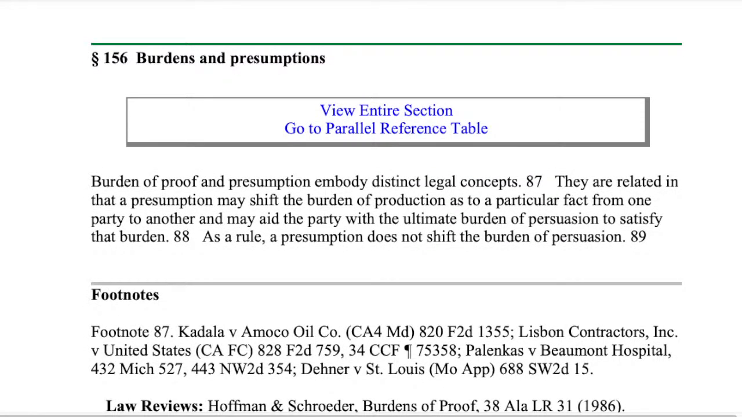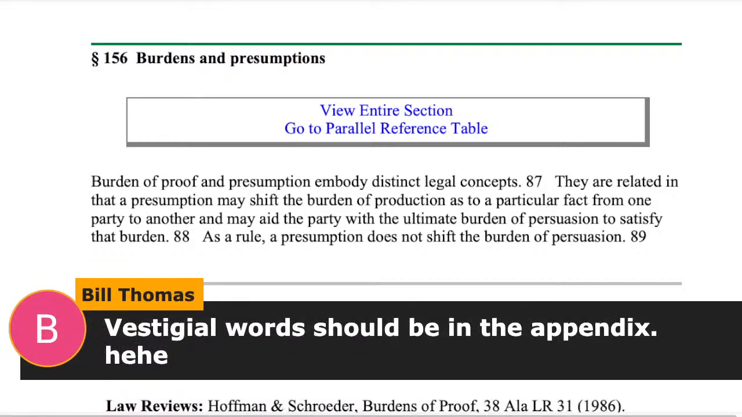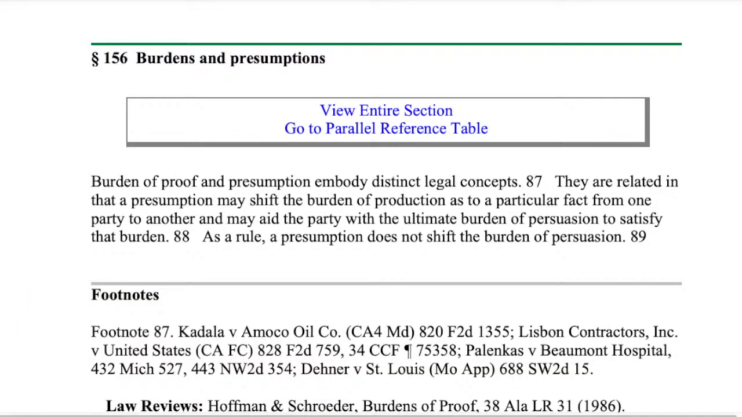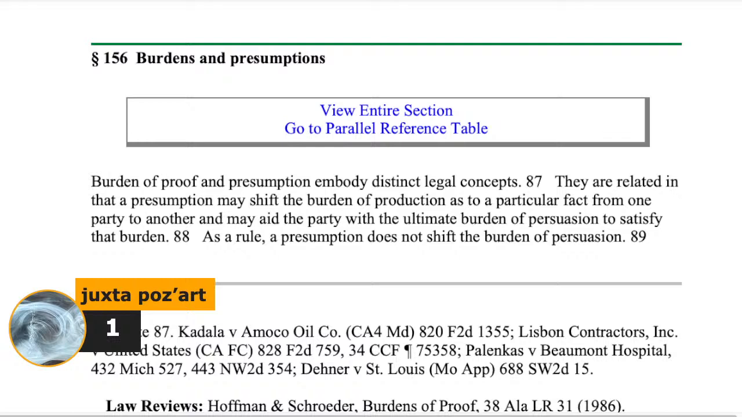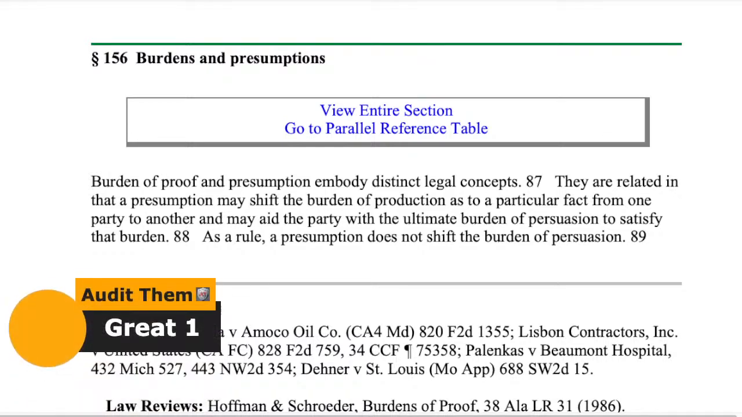All right, vestigial words should be in the appendix. That's a good one. Greetings, juxtaposart. Right, audit them. Greetings to you.